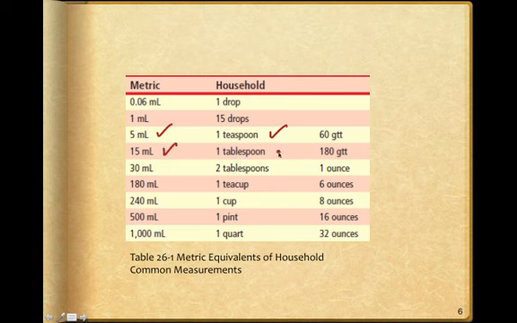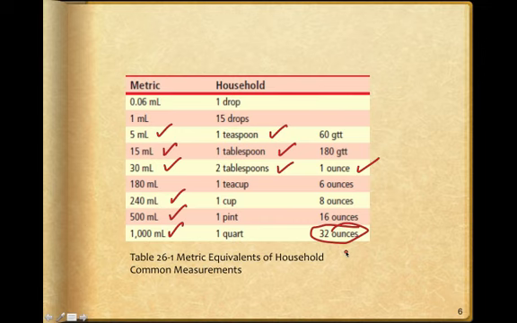15 mL is a tablespoon. 30 mL, 2 tablespoons, or 1 fluid ounce. A cup, 240 mL. A pint, 500 mL. A quart, about 1,000 mL, or 32 ounces. So we'll take a look at these, like I said, whenever we get to pharmacology.